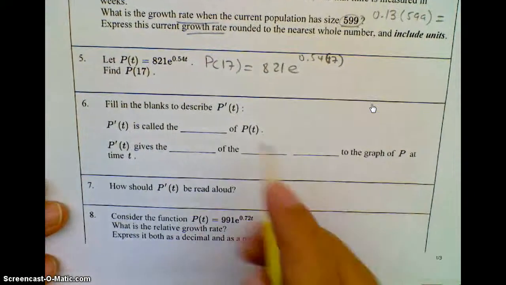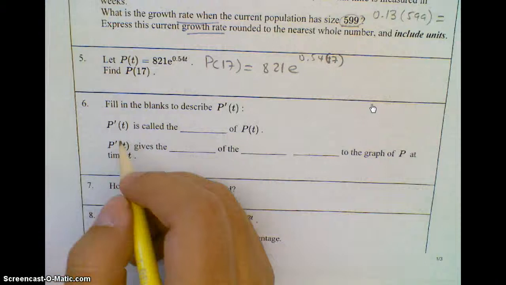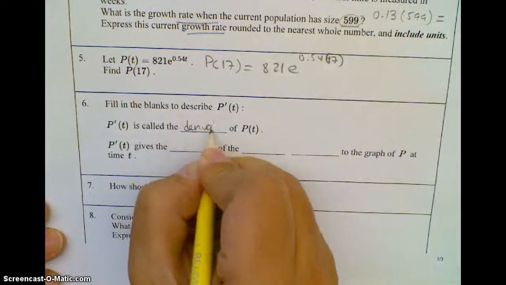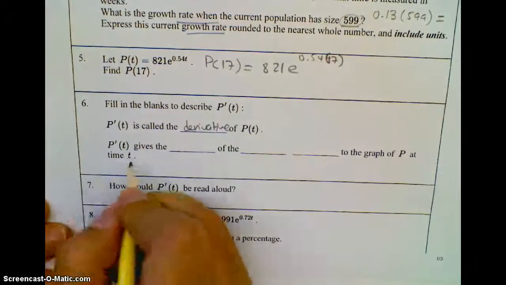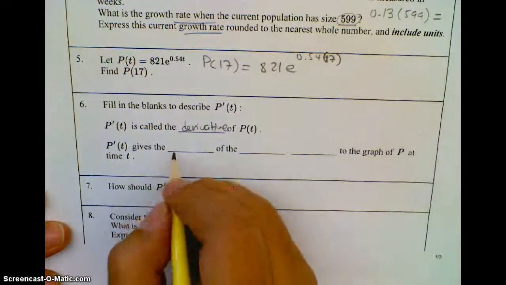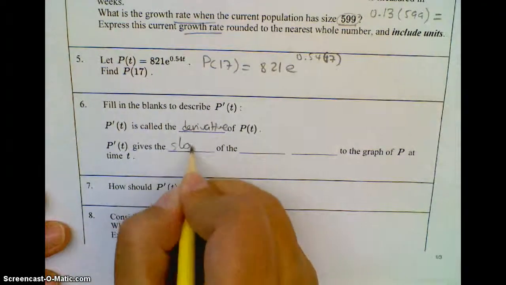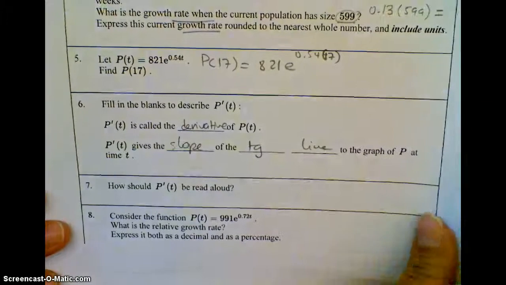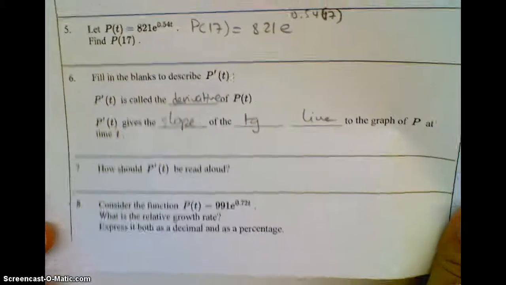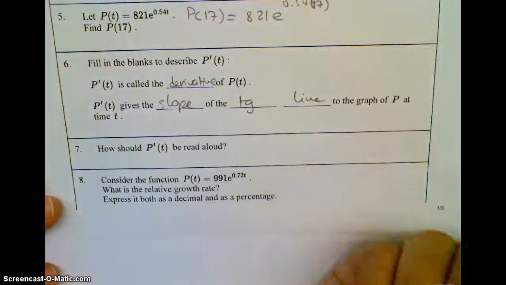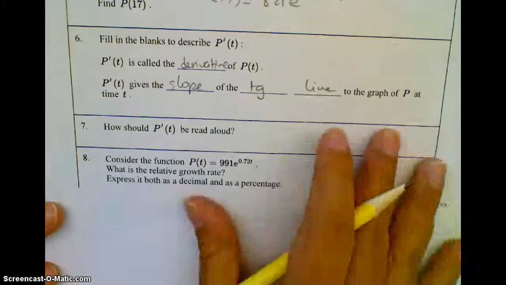Number 6 says, fill the blanks. P prime is called the derivative of p. P prime gives the blank of the graph of p. So it gives the slope of the tangent line of the graph of p. How should p prime of t be read out loud? Just like that, p prime of t.